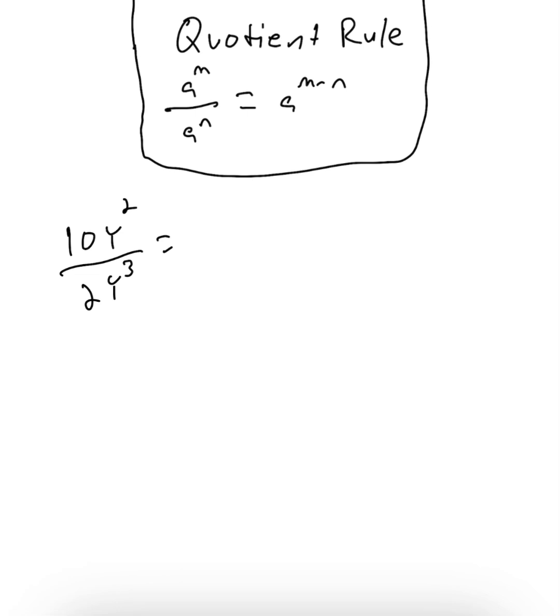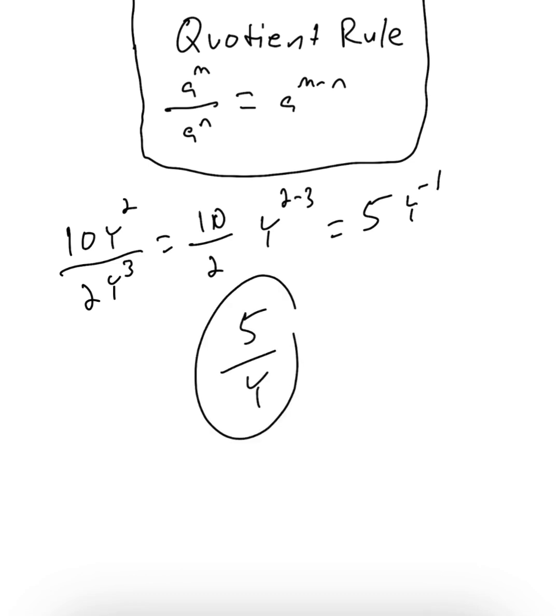Alright, now we have 10y squared divided by 2y cubed. So first we can pull out the 10 divided by 2. And then we can use our quotient rule to state that it will now be y to the power of 2 minus 3. So that's going to equal 5y to the negative 1, which equals 5 divided by y. And there's your answer.